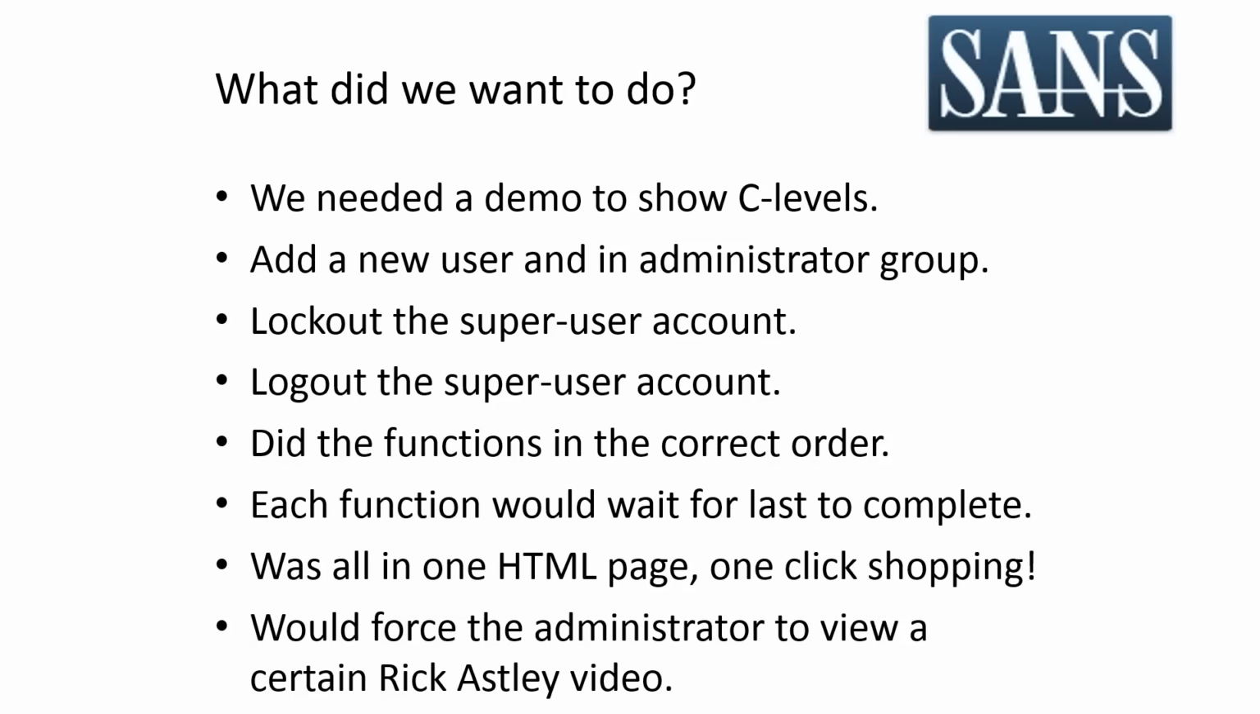And here's the important part. We had to wait for the previous function, meaning we wanted to make sure we added the user first before we locked out the administrator account. We wanted to make sure we locked out the administrator account before we logged them out. So we had to wait for them to all happen. We wanted to put it all in one magic HTML page that we could launch with cross-site scripting. And then, of course, we would rickroll the administrator, right?